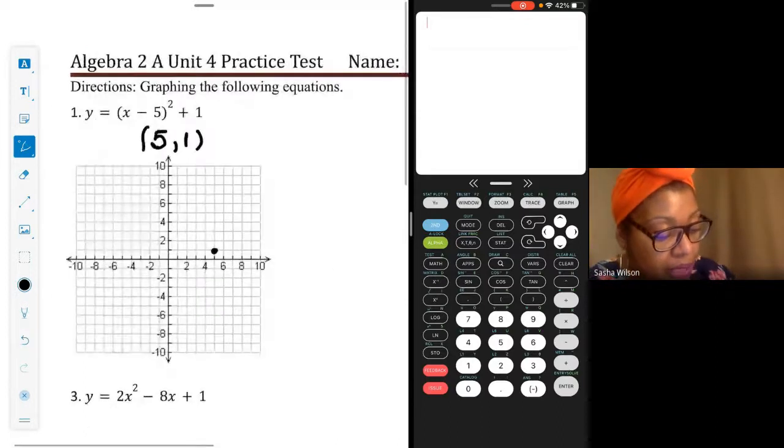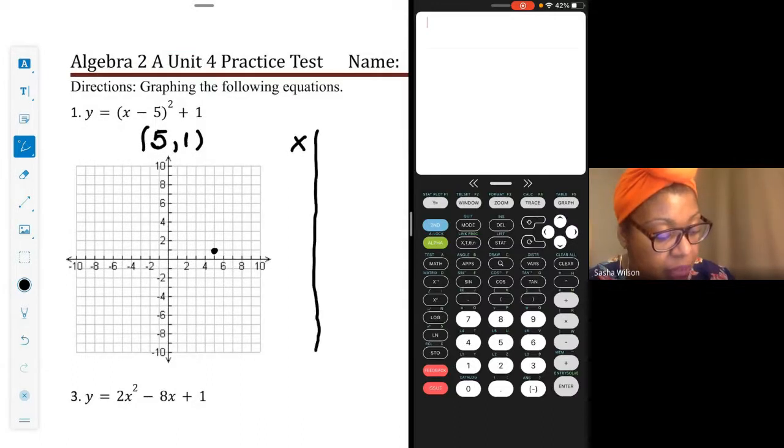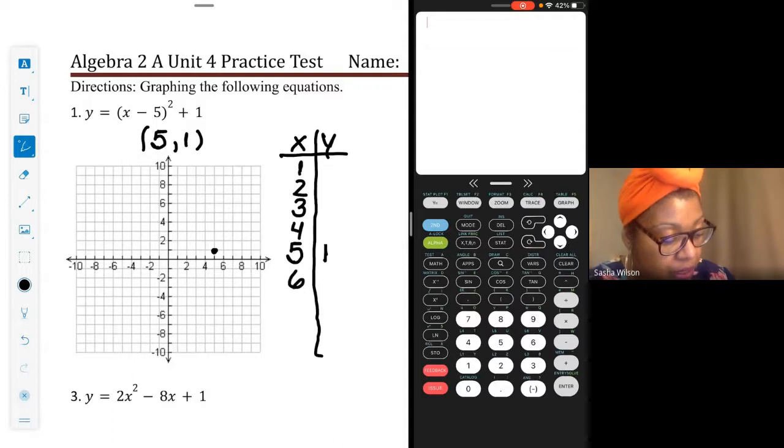From there, we want to make a table of values. And when we make that table of values, we want to keep in mind that once we know the vertex, we just want to pick points above and below. So 5, 1 is going to be my vertex. I'm going to pick some numbers that are smaller and some numbers that are bigger. And because I know it's a parabola, these values should repeat.